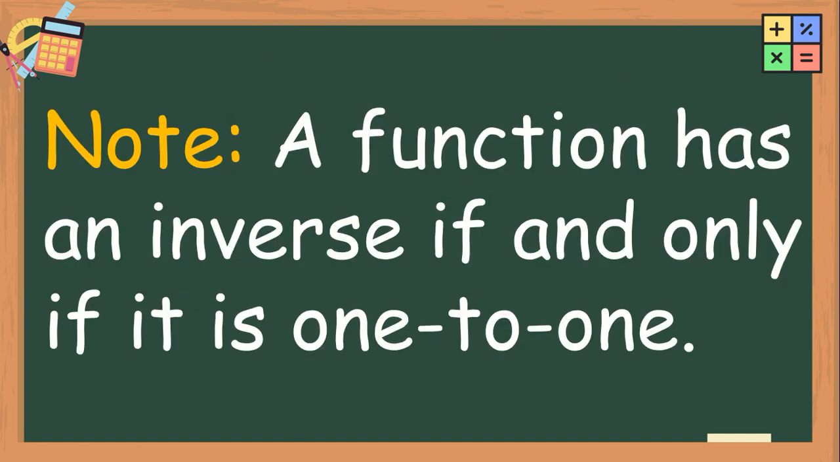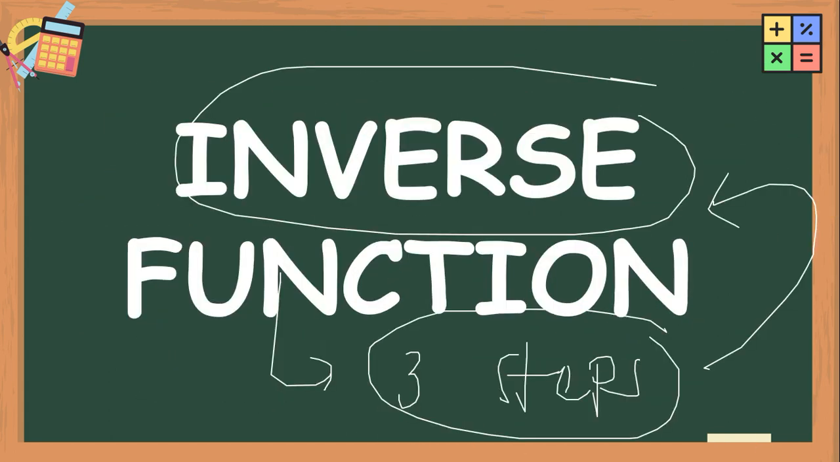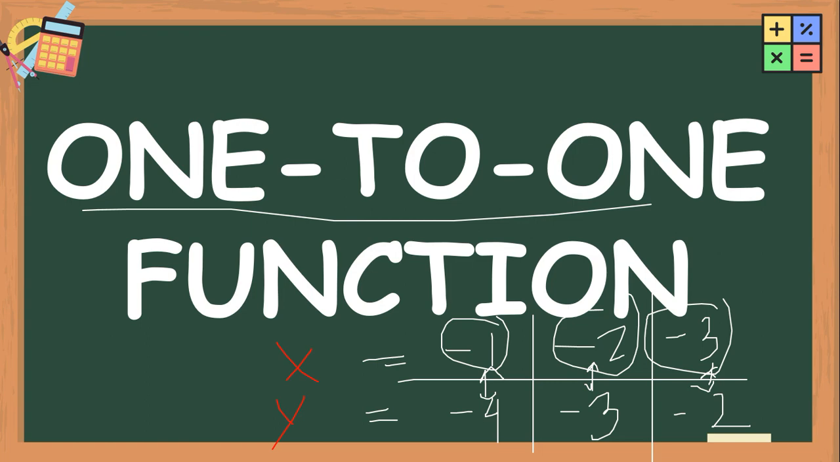And note, a function has an inverse if and only if it is one-to-one function. So kanina, yung meaning ng one-to-one natin, nagiging one-to-one lang siya kapag x, partner niya sa baba is negative 4, negative 2, negative 3, negative 3, negative 2.